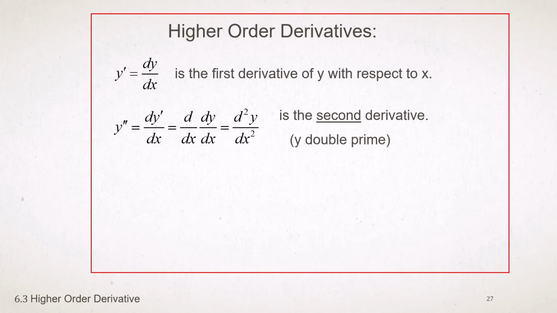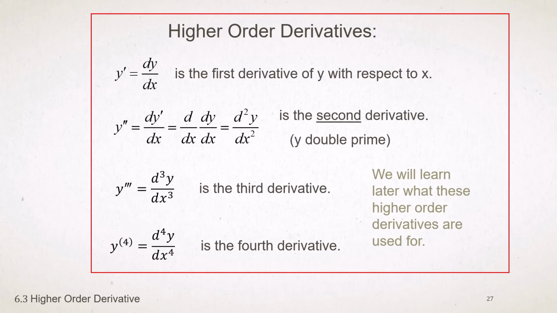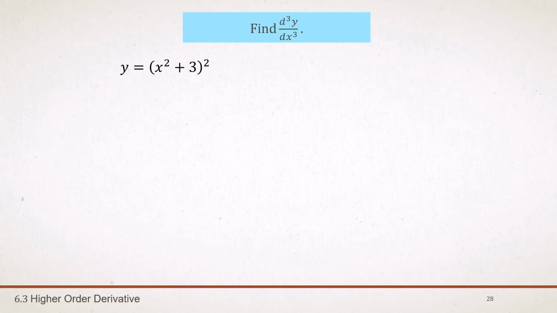So we have a double prime. And then after that, if you look at here, this is 3 prime, and we write here a 3. Okay, and the last one over here is y power 4, and this one is 4. Okay, so now let's see, we have a dy. They give you y equals (x squared plus 3) power of 2, and they look for the third derivative.